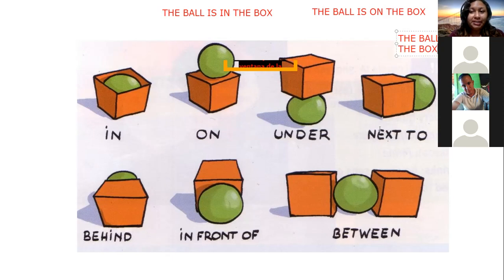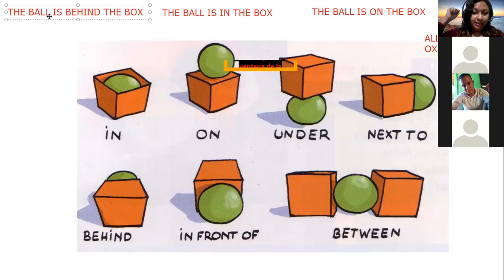Now, the next one, how do we make this sentence? We say, the ball is next to the box, right? Very good. Good job. Now, I'm moving from here over there. In this case, we say the ball is behind the box. One more time. The ball is behind the box.